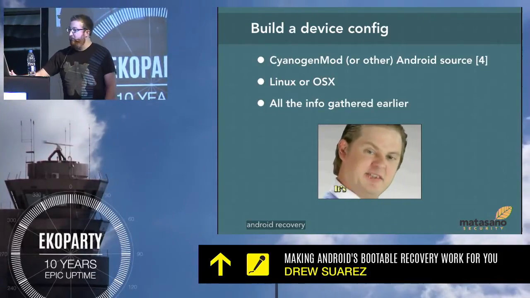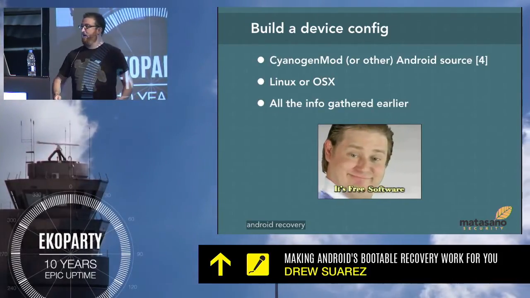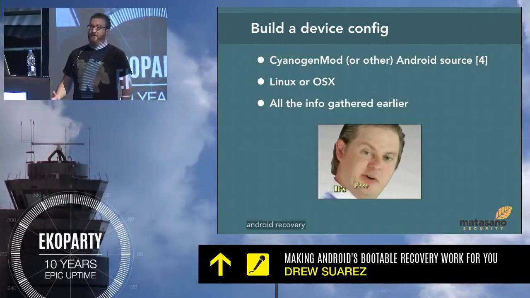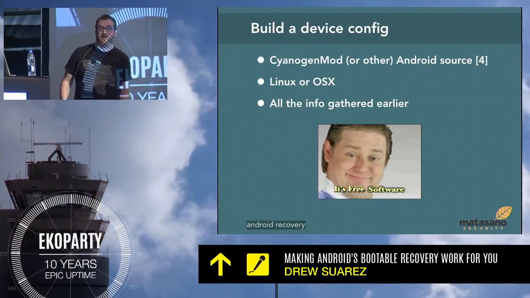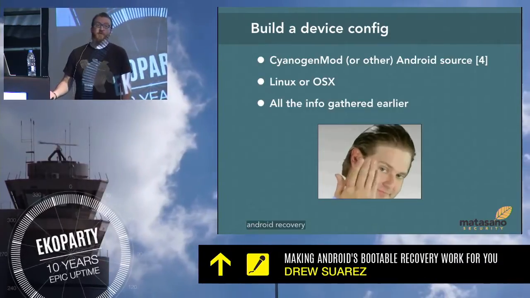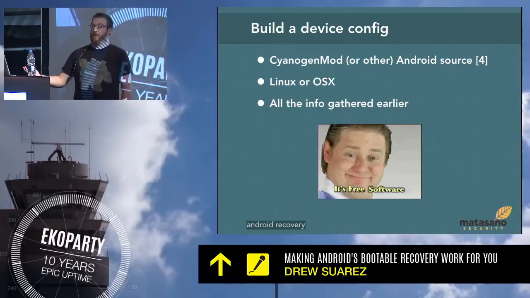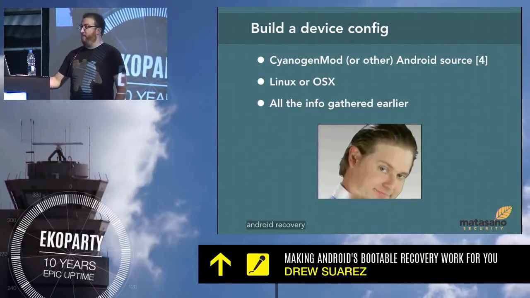So how do we build this device config? Of course, you can use the CyanogenMod source. You can use the Android Open Source Project source. You can use anything you want, really. There's a lot of different projects out there that accomplish the same goals. You need to get source code for this.